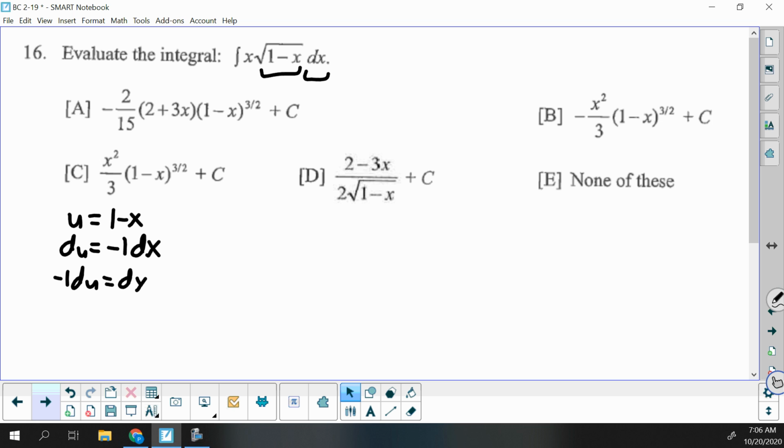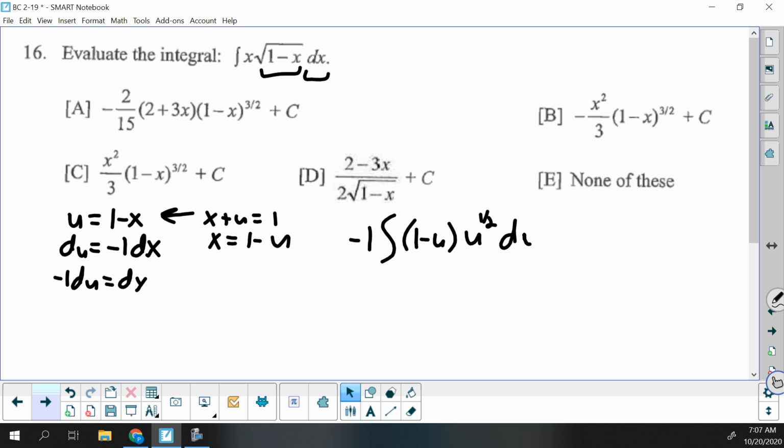But we've got an extra x. So this is the situation where you go back to where your u was and get x by itself. So if I add the x over to the left, I'll have x plus u equals 1. Subtract the u over, and x is equal to 1 minus u. So now our integral, I'm going to throw my minus 1 out front. We're going to have a 1 minus u for the x. We'll have a u to the 1/2 from the square root of 1 minus x, and then du. We can distribute through. So we got u to the 1/2 minus u to the 3/2 du.